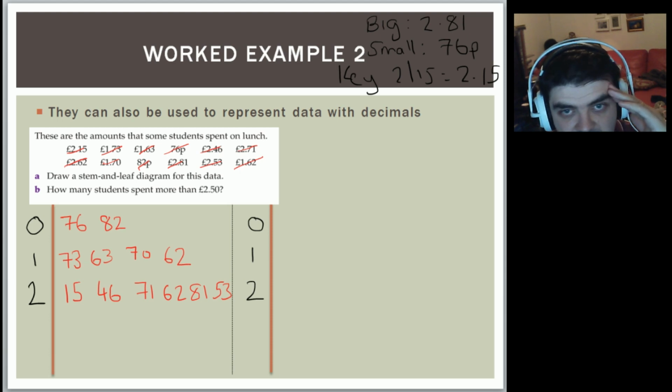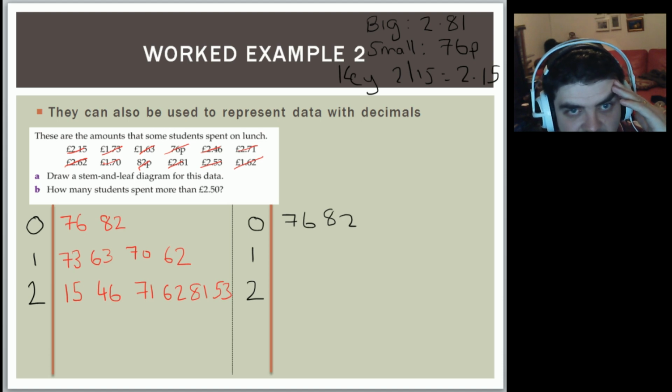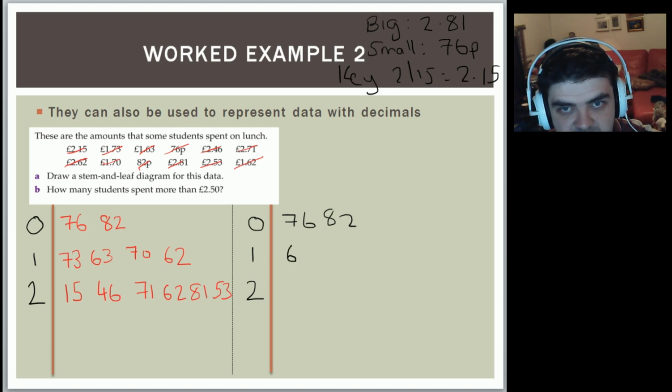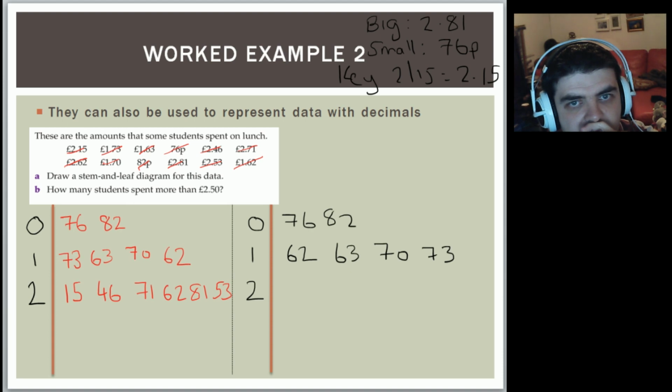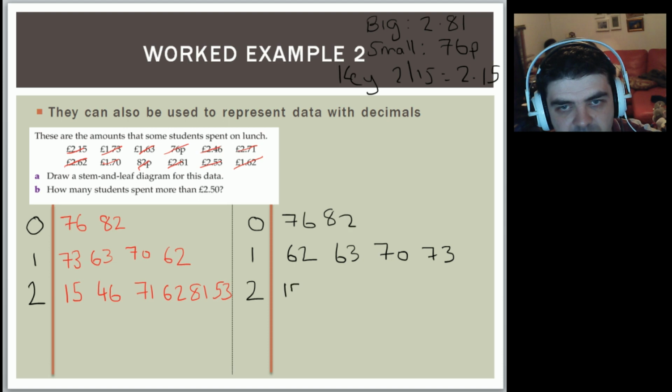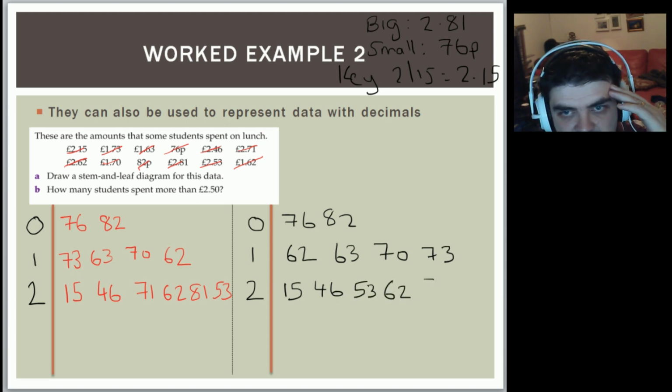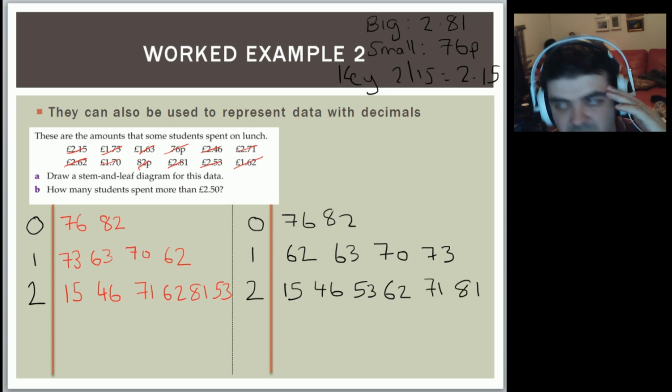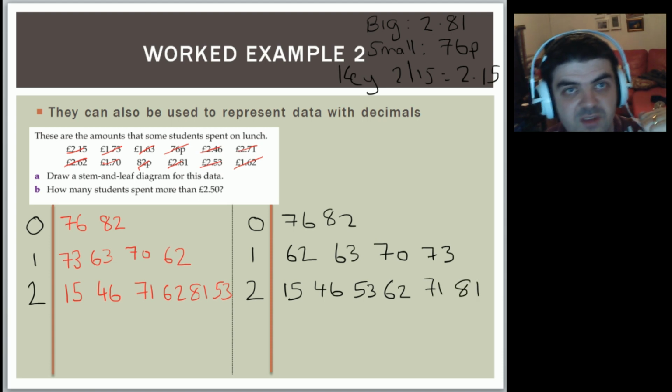And the first row is indeed in order. So it's 76 and then 82. To put this in order, it'll go 62, 63, 70, 73. Okay. And then down here, we'll go 15. Next biggest is 15, 46, 53, 62, 71, and 81. And that's our ordered stem and leaf diagram.